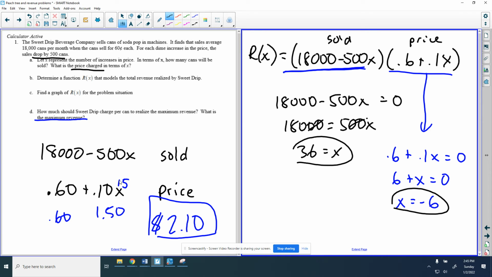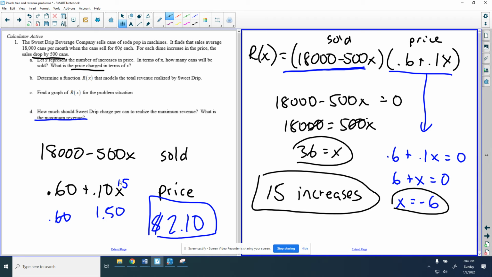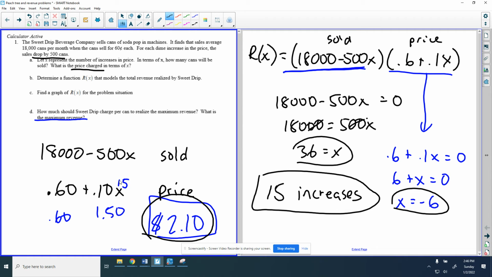My axis of symmetry must be midway between 36 and -6. That would be the average of those two numbers. 36 plus -6 is 30. Half of 30 is 15. So I should make 15 increases in price. Didn't even need a graph to do that. 15 increases in price is going to give me a total of $2.10 per can.